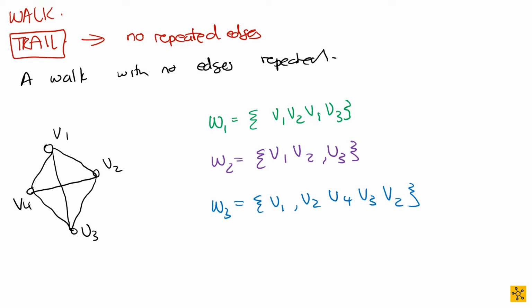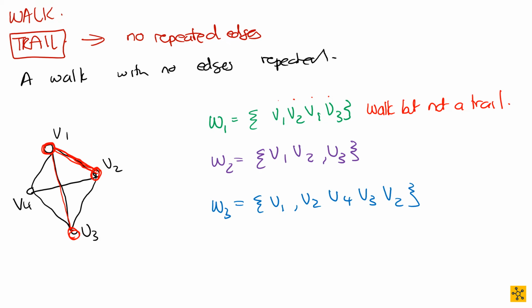Right, so let's go through and figure out which one of these are walks, but they also can be narrowed down to a type of walk with no edges repeated, called a trail. So the first one we have V1, V2, V1 again, and then V3. So we're going V1 to V2, we're going back along that edge to V1, and then we go to V3. So that one has an edge that is repeated. So this is a walk, but it's not a trail.